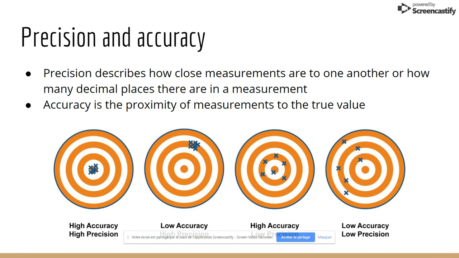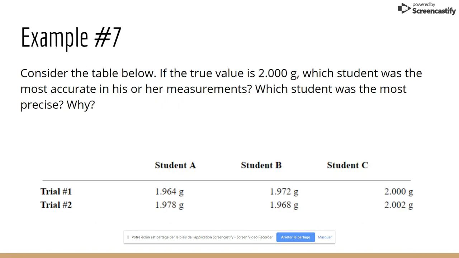So the image all the way to the left is highly accurate because everything's near the bullseye, and highly precise because they're close to one another. This second one has low accuracy. They're not centered around the bullseye, but they're high precision because they're close together. The third one has high accuracy. On average, they're near the bullseye, but low precision because they're not close to one another. And then our fourth one, low accuracy, low precision. They're all over the place, and they're not centered around the true value.